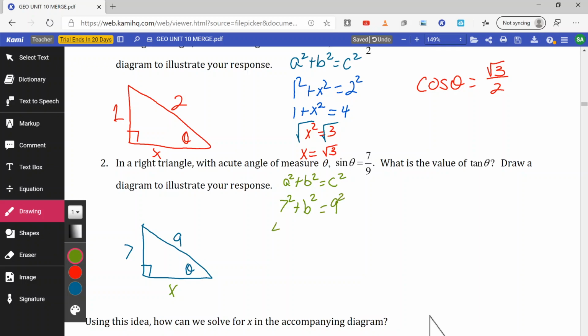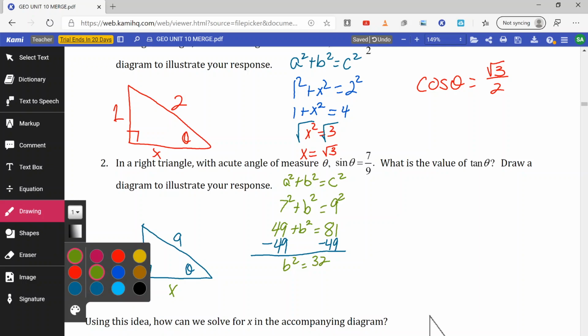So 7 squared turns out to be 49. B squared we can't do anything with just yet, and that's 81. And what we're going to do now is subtract 49 from both sides. And we get b squared is 32. And again, we need the value of b, not b squared. So we're going to take the square root of both sides. That's going to cancel out the square root and the square, leaving me with b equals square root of 32.